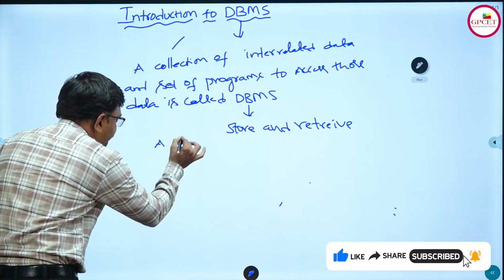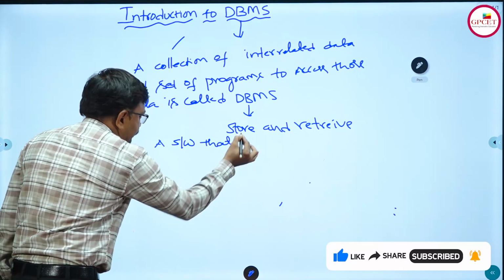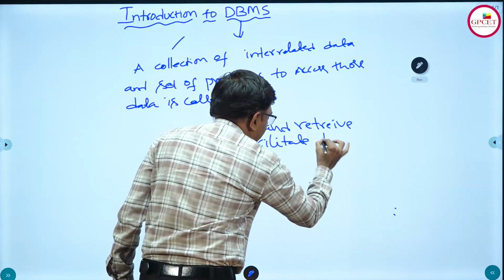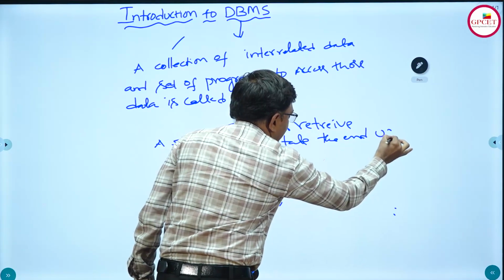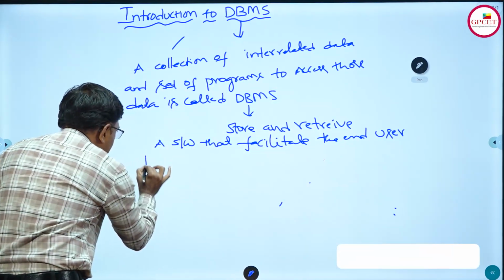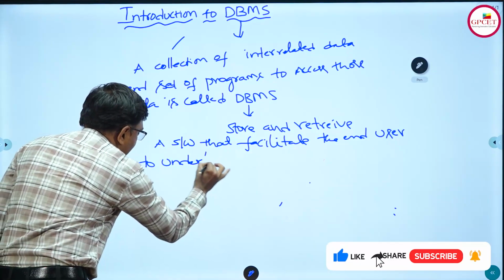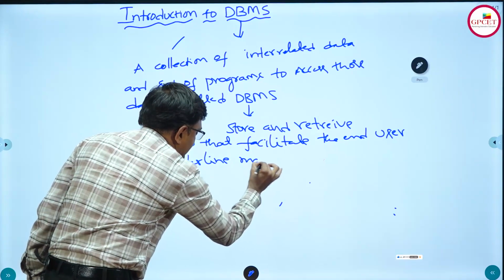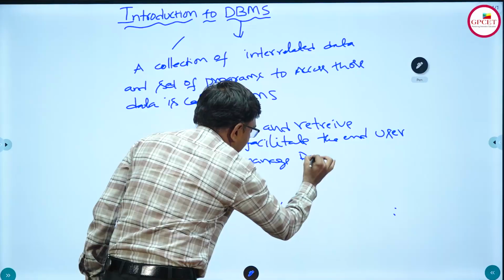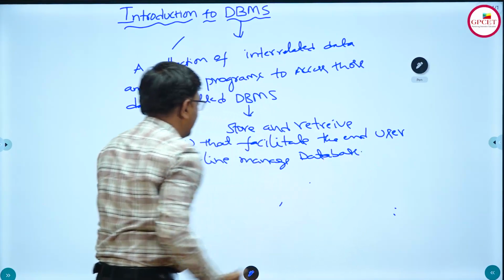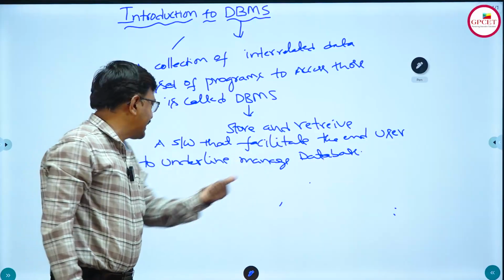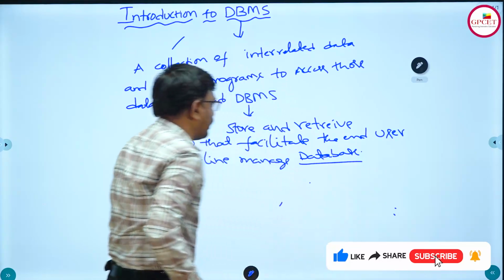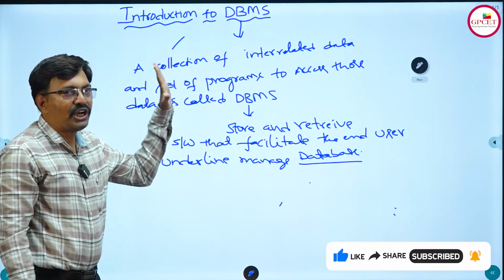What is another definition of database management system? Database management system is a software that facilitates the end user to manage the underlying database. DBMS is a software that facilitates the end user to manage the underlying database, which is nothing but the database. Clear? That is the definition of DBMS.